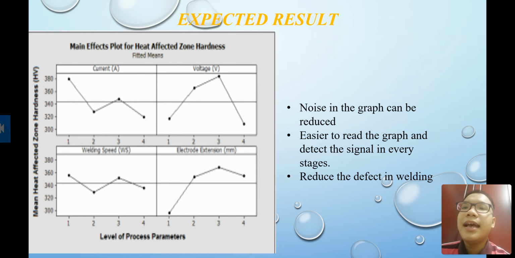Okay, expected result. This is the result that I expect to get. This is the graph that looks like what I expect to get. In this graph, the noise is reduced and it is easier to read and detect the signal at every stage. So we can reduce the defects in welding.